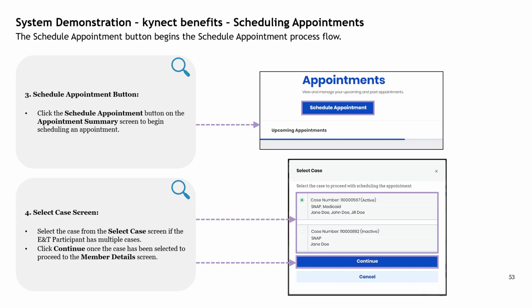Click Schedule Appointment on the Appointment Summary screen to begin scheduling an appointment. Select the case from the Select Case screen if the ENT participant has multiple cases. Click Continue to proceed to the Member Details screen.